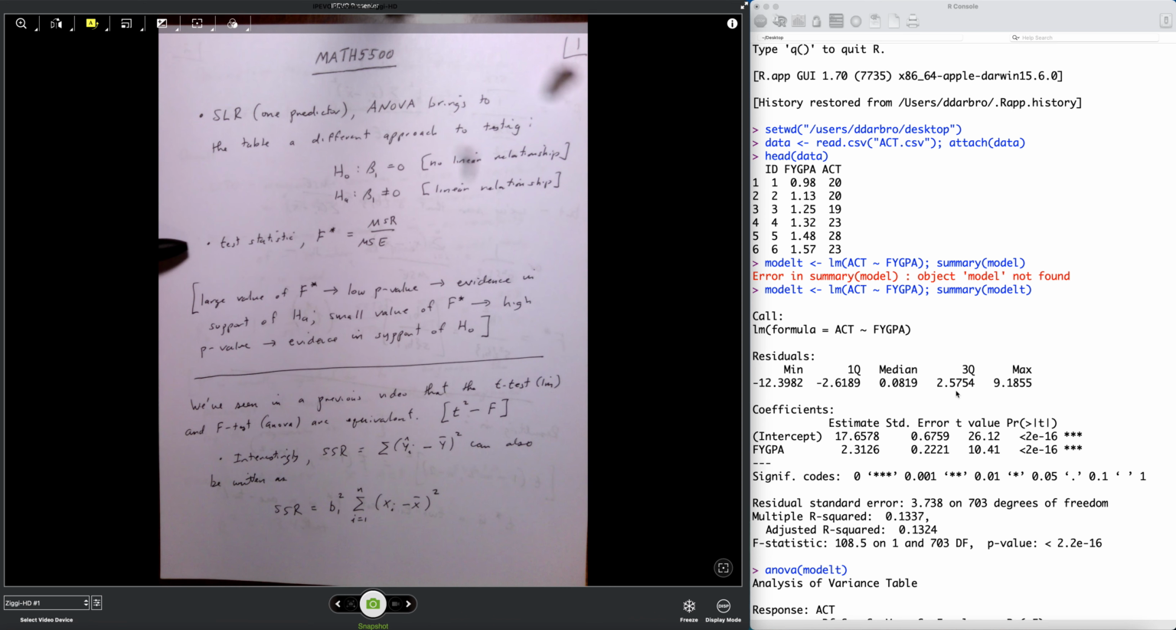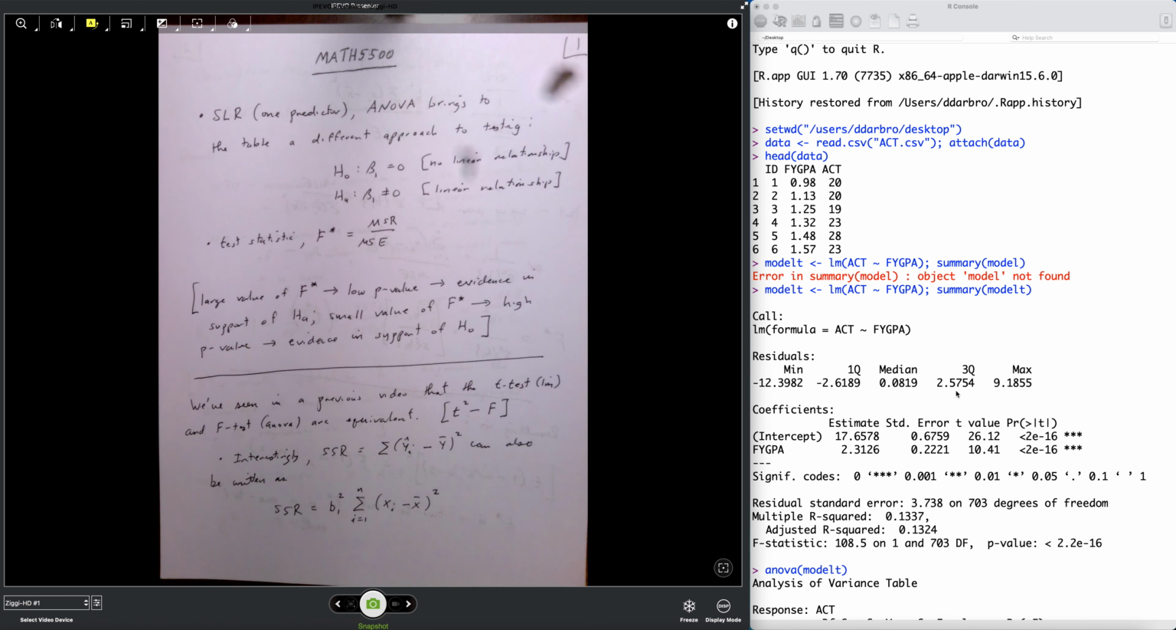For the ANOVA model, our test statistic is F star, the mean square regression over the mean square error. We've talked about that in a previous video, so I'm not going to beat a dead horse. If we have a large value of F, we will get a low p-value, which is evidence in support of H sub A. Contrary to that, if we get a small value of F star, that will give us a high p-value, which provides more evidence in support of the null hypothesis.